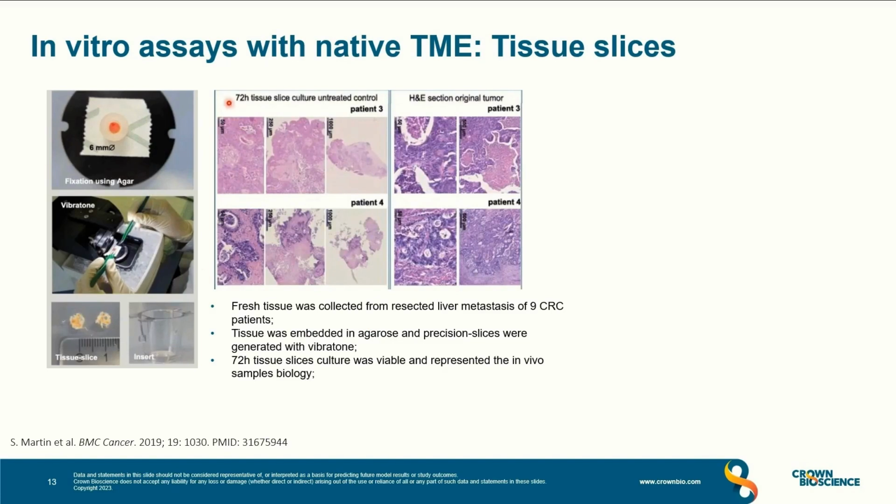The authors have shown that the slices were viable for at least 72 hours in culture, and that they closely recapitulated the original human tumor biology, as shown in the pictures here of two examples, patients 3 and 4.